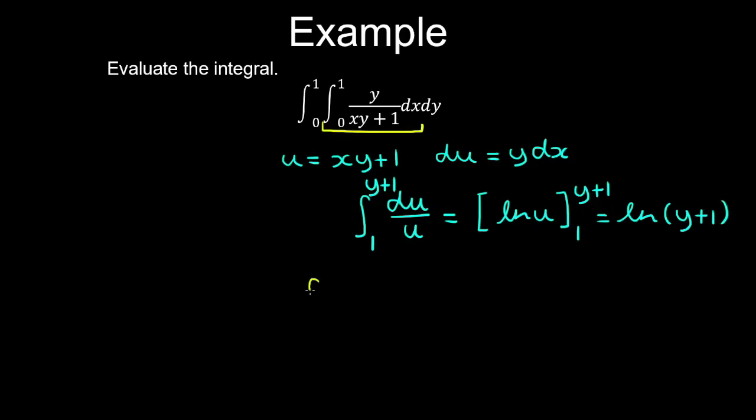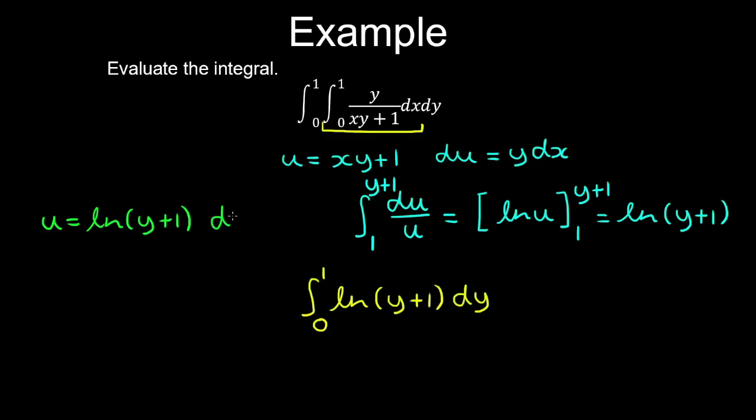And now we integrate the result with respect to y. So I have the natural log of y plus 1 integrated over y from y is equal to 0 and 1. So we can evaluate this using integration by parts. If we set u as the natural log of y plus 1, then du is 1 on y plus 1 dy, and dv is equal to dy, so v is equal to y.